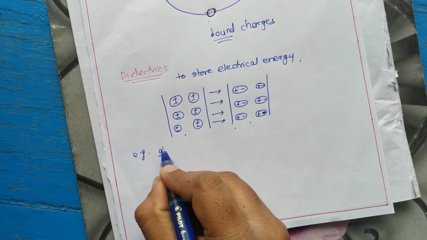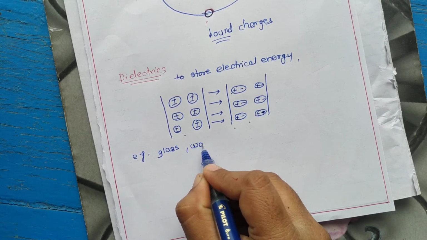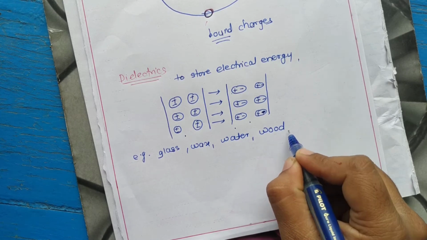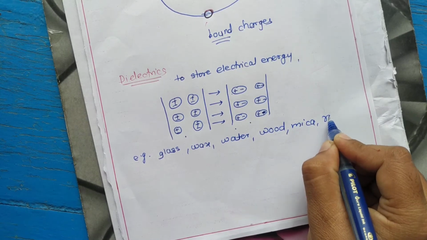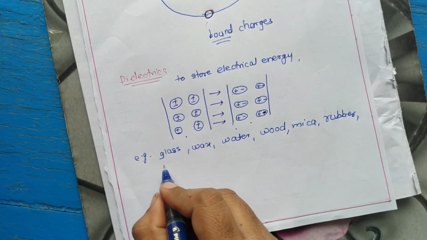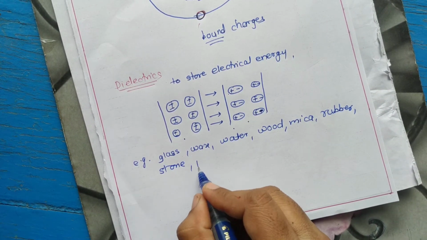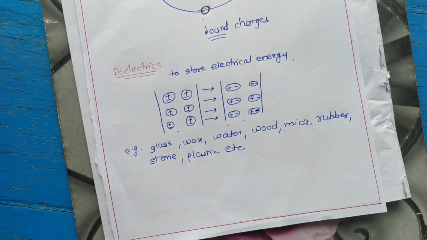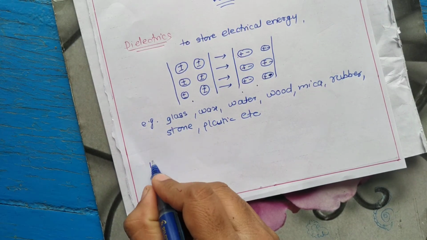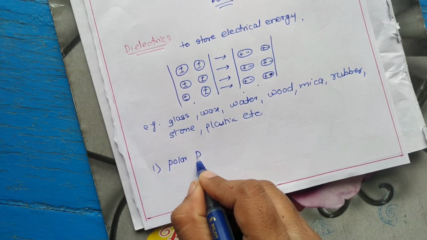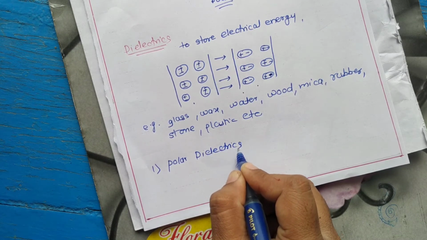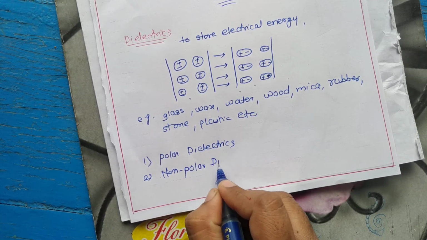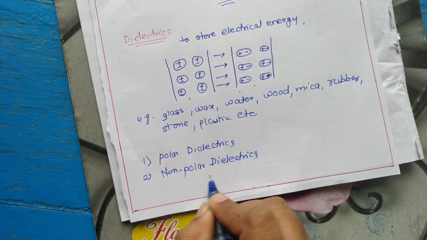Glass, wax, water, wood, mica, rubber, stone, plastic, etc. are the examples of dielectrics. Dielectrics can be classified into polar dielectrics and non-polar dielectrics.